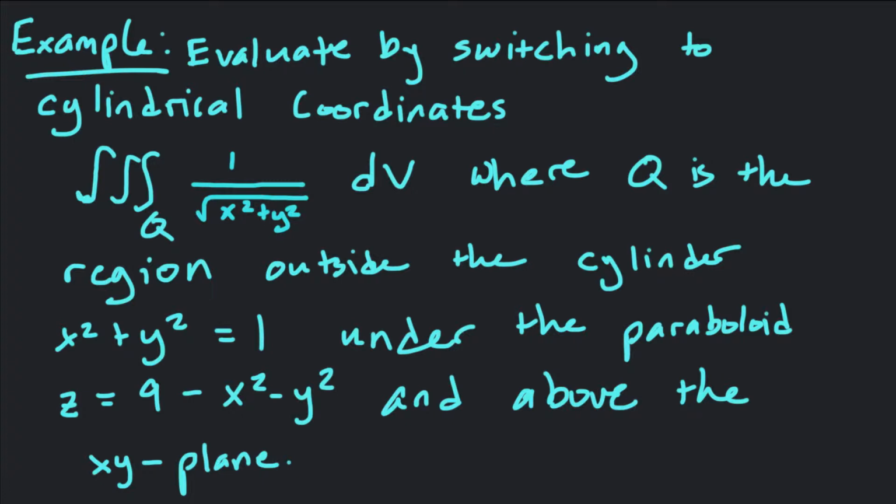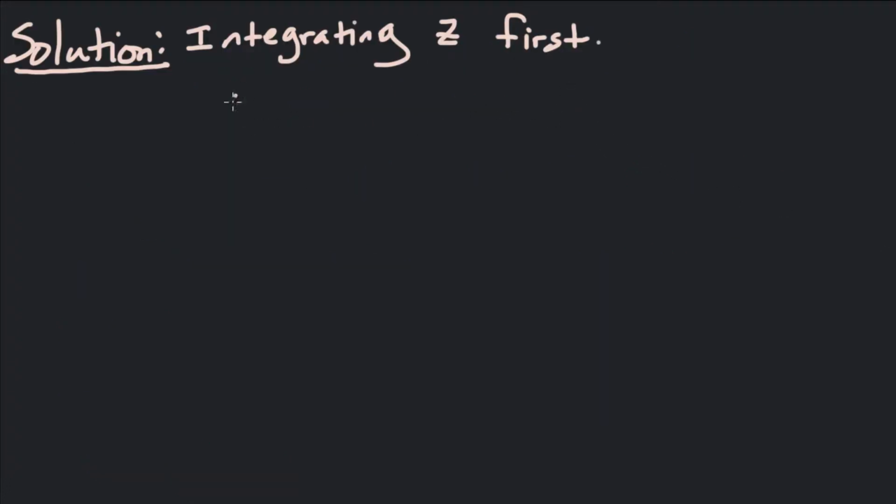The solid region Q sounds kind of complicated, but once we dissect it a little bit, we'll be able to figure out what the solid region is and how to get the bounds for our cylindrical coordinates. So we'll look at integrating z first. There are two ways we could do this: we could integrate z first, or we could integrate r first. What we're going to do is say z goes from the xy plane up to the surface. So z is going to be bounded by the surfaces, and then r is going to be bounded by numbers.